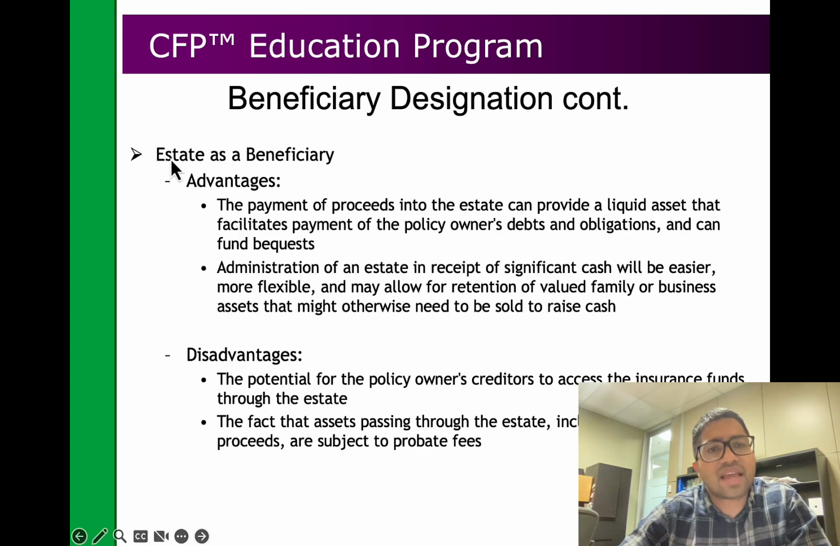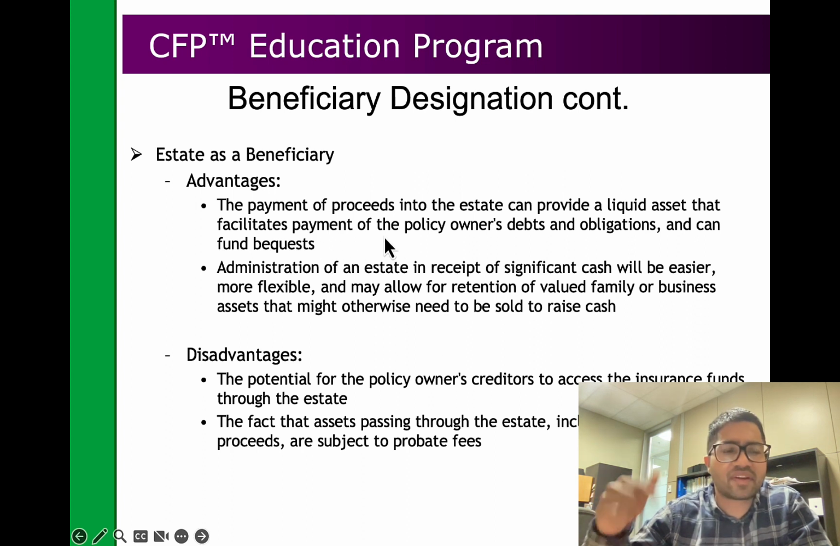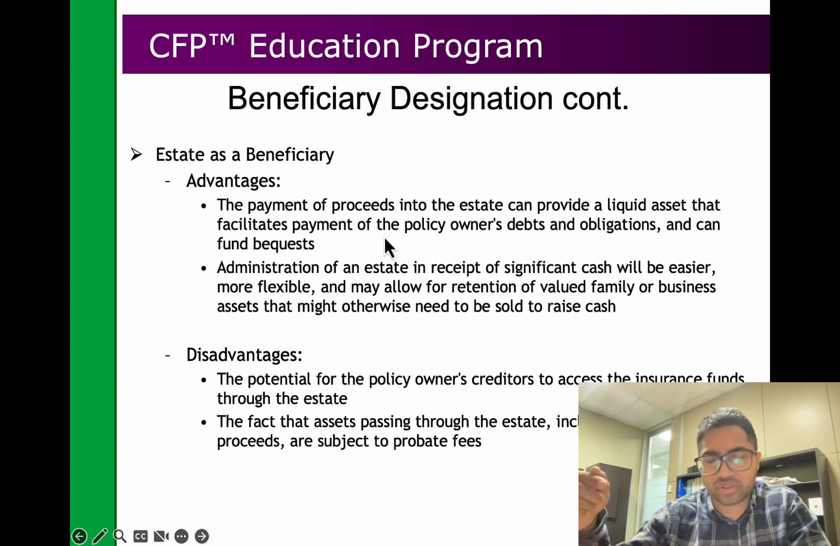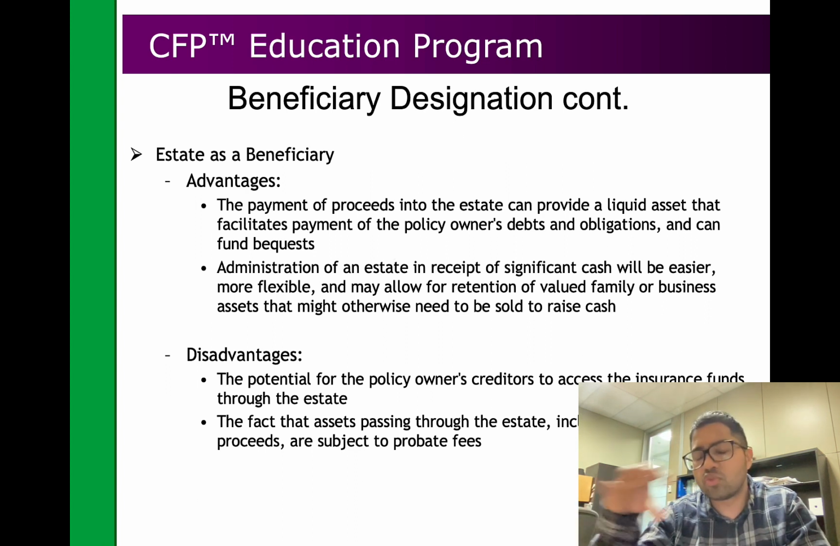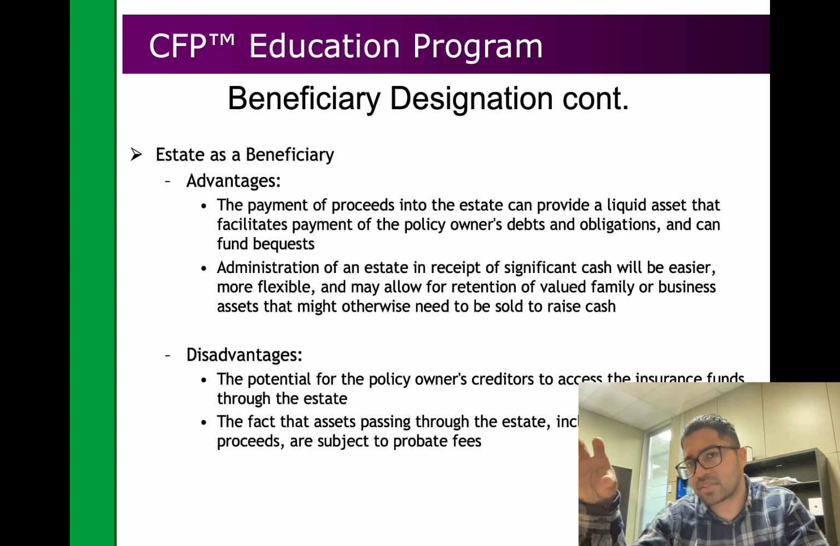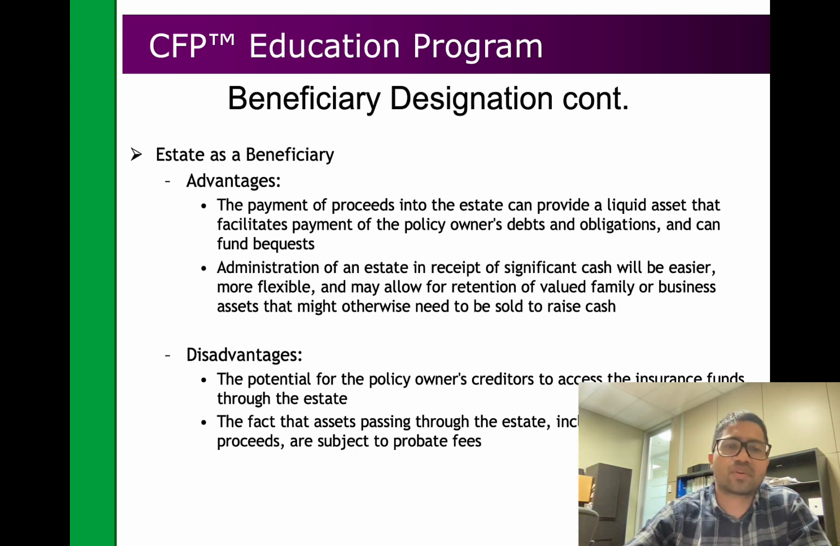But sometimes having the estate as a beneficiary is also something that you want to ponder. What are the advantages? The payment of proceeds into the estate can provide a liquid asset that facilitates payment of the policy owner's debts and obligations, and can fund bequests, like charitable donations. So if you have taxes and debts you want to pay from insurance, it's better to move the proceeds into an estate first, then pay debts and obligations from that.